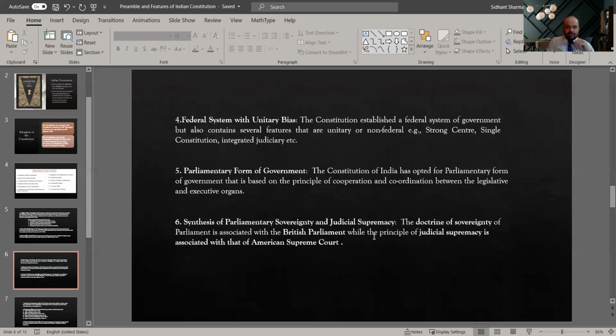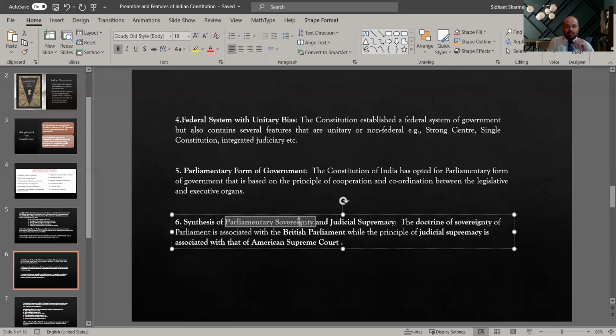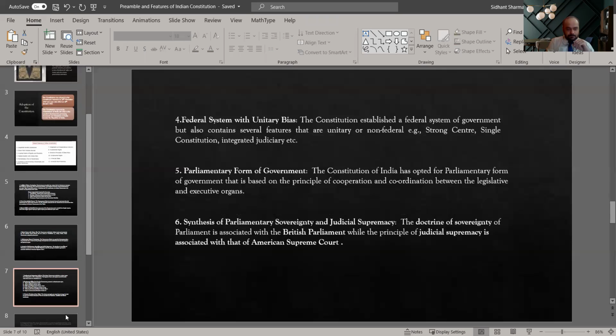So I'll be teaching these concepts in detail in coming classes. For now, just to provide a short gist, sovereignty is the concept that we have the power to make our own decisions. So parliamentary sovereignty means that Parliament has the authority to make its own independent decisions without any external influence.